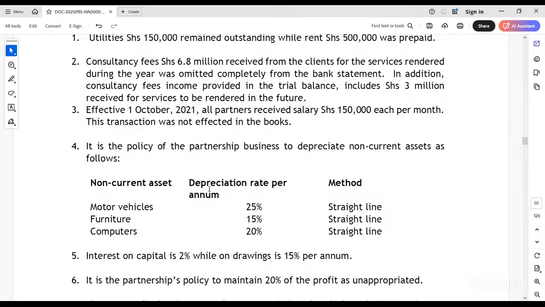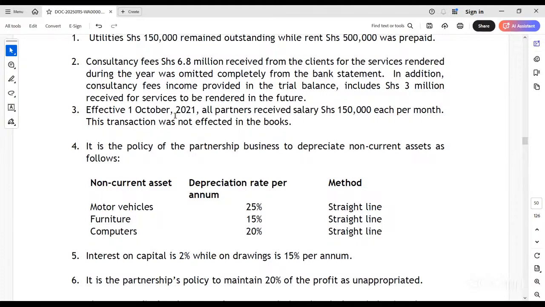What is the normal balance of the partner's current account? Credit. The normal balance of the partner's current account is a credit balance. That's why you see that the partners with credit balances, we have entered them on the credit. But if it's a debit, then you put it on the debit. That means that partner has a negative balance, so you debit it. But the normal balance is credit for the current account.